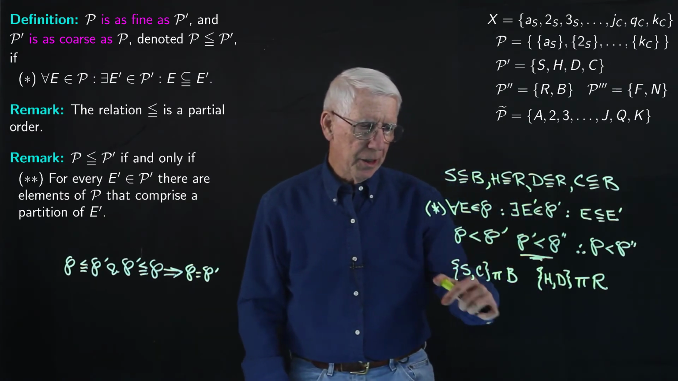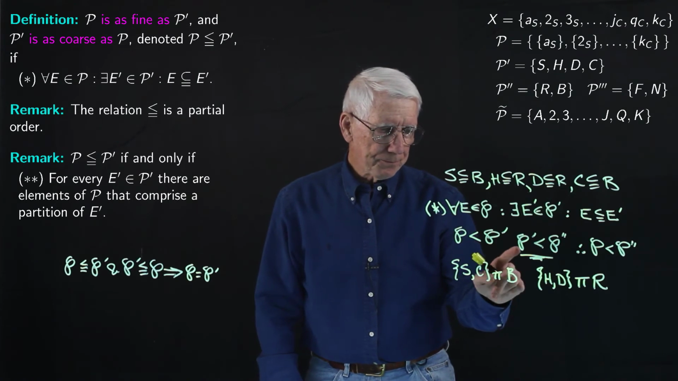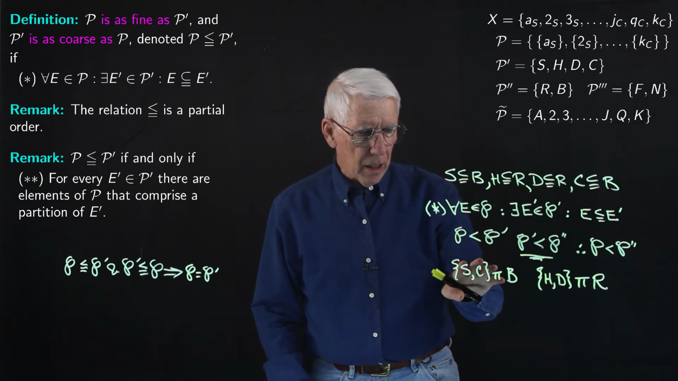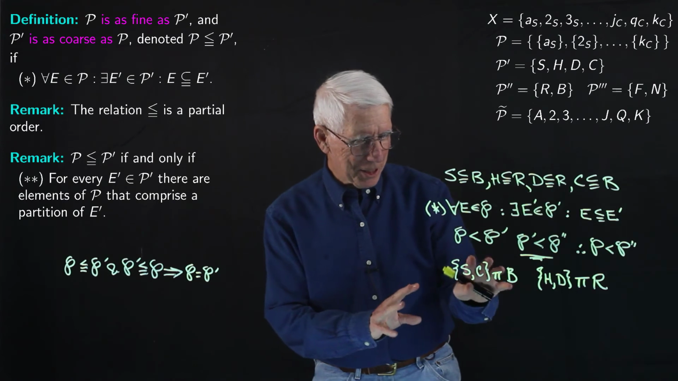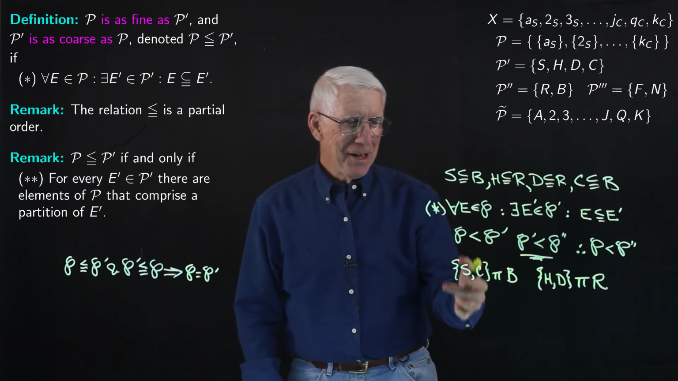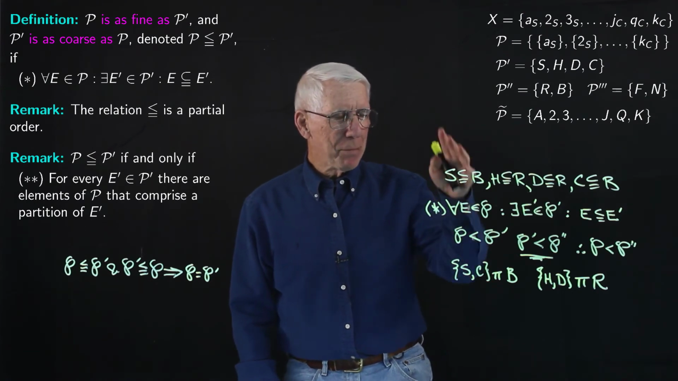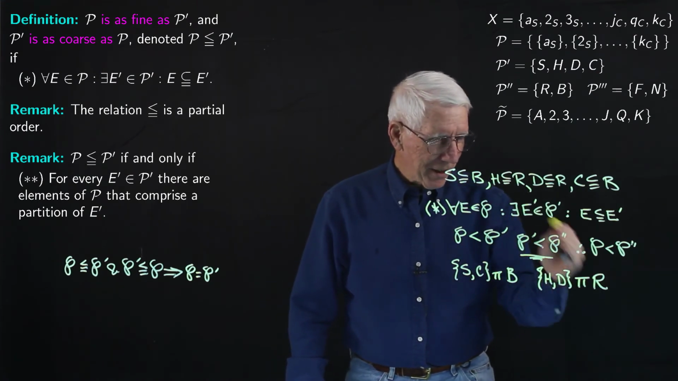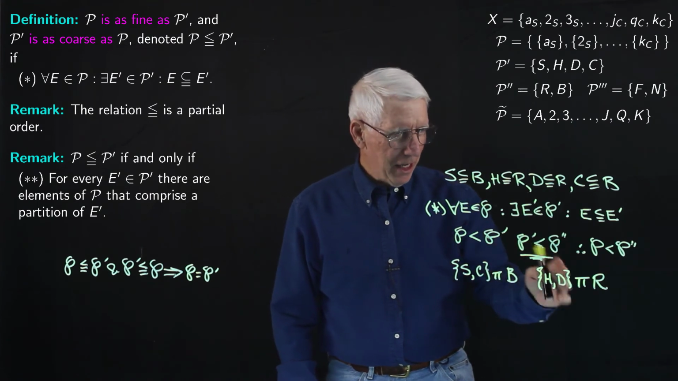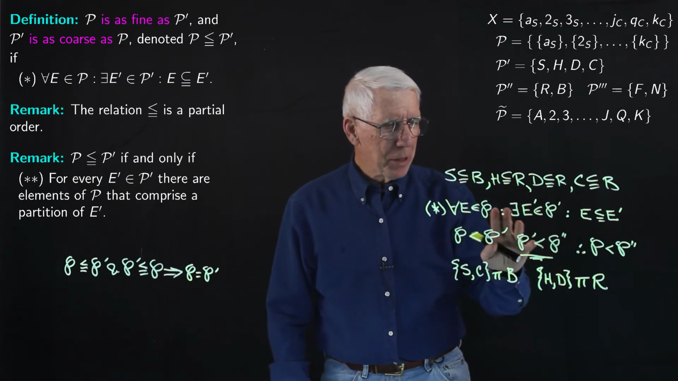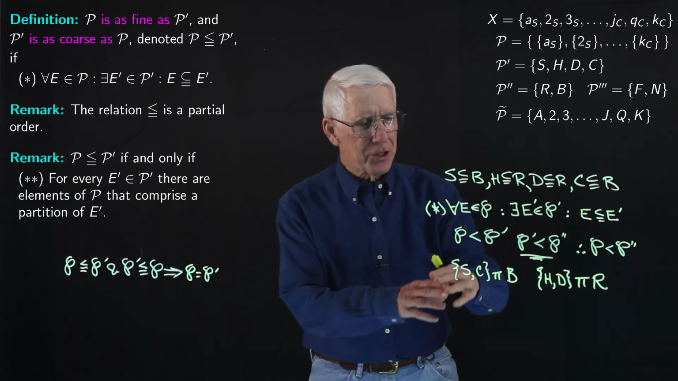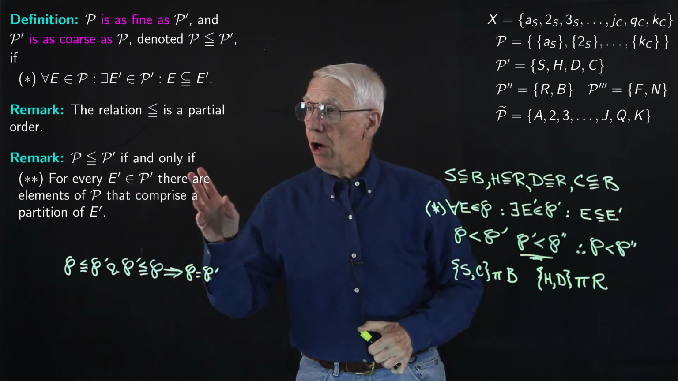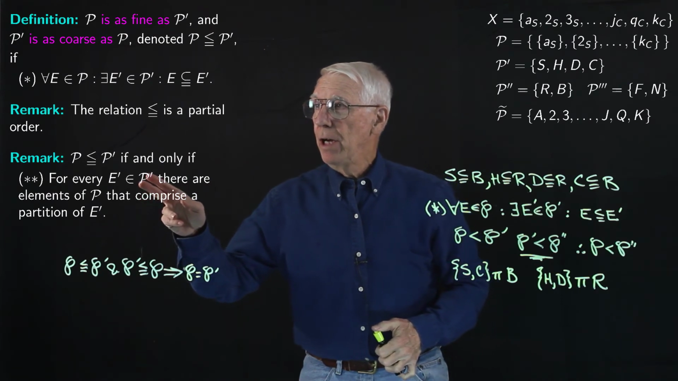So you can see that here the set B has a pair of elements. I'm trying to see the best way to say this. For the set B, there are two elements of the set P prime that together form a partition of B. And for the set R in P double prime, an element of P double prime, there are two elements of P prime that form a partition of R. So this is just repeating what we said earlier, but trying to do it in a way that we can see it fits with this remark, this alternative definition of a refinement.